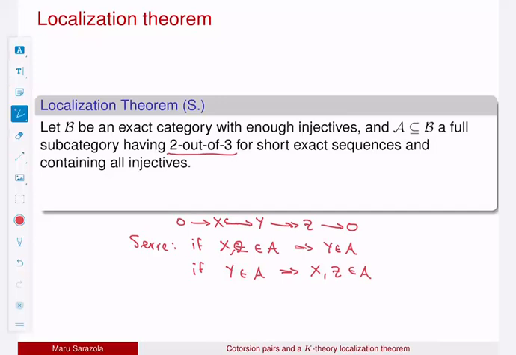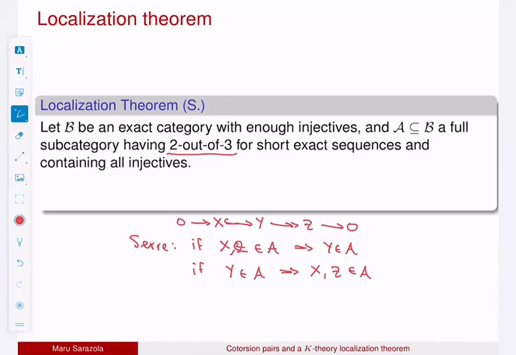So part of that is going to be the same closed by extensions property, but now we're saying if X and Y are in A, then Z is in A. And if Y and Z are in A, then X is in A. So we don't need to be closed by all possible subobjects. We just need to have those subobjects whose quotient we know is in the category. And similarly, we don't need to have all possible quotients. We only need to have quotients by subobjects that are also in the category. So this is exactly how we are relaxing that very strong Serre condition.